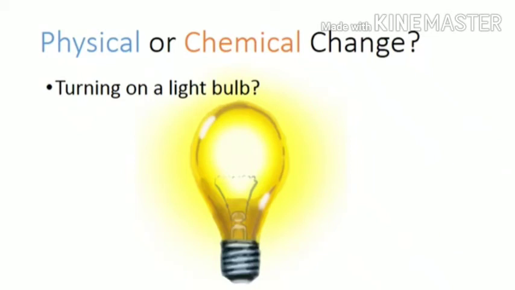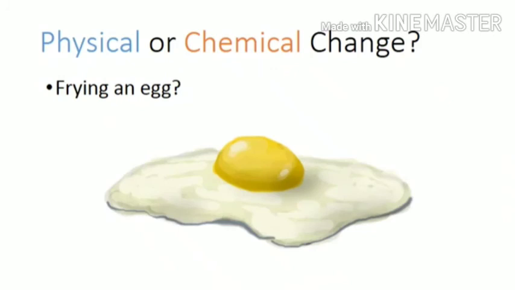Now turning on the light bulb. When you are turning on the light bulb, heat and light is produced. These are the clues or signs of chemical change. But it is very easily reversible. You can switch off the light simply by pressing the button. So it is a physical change.